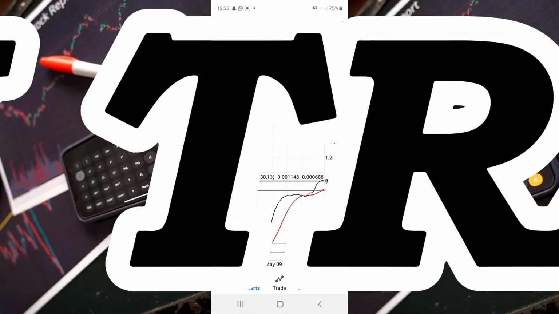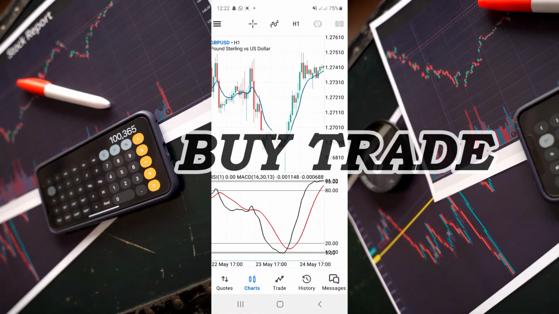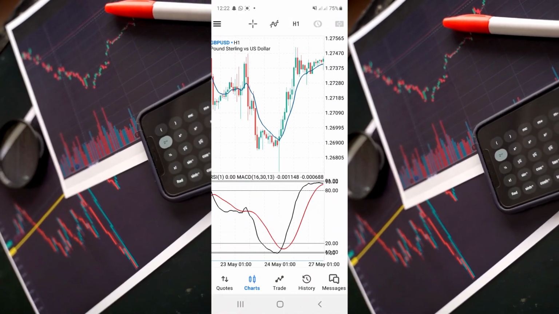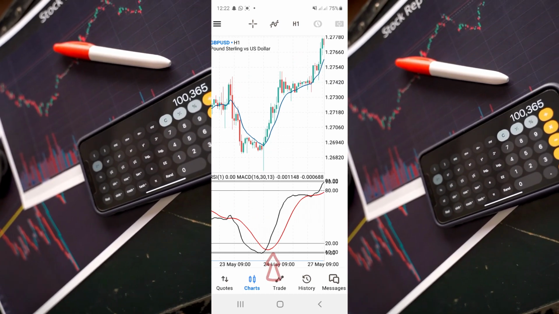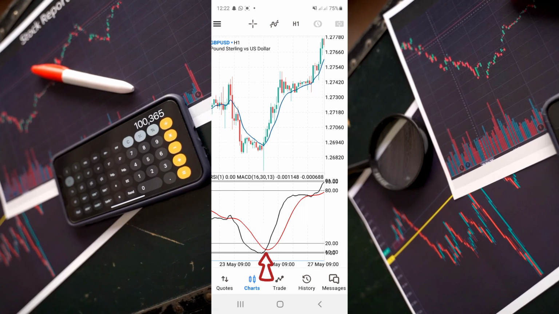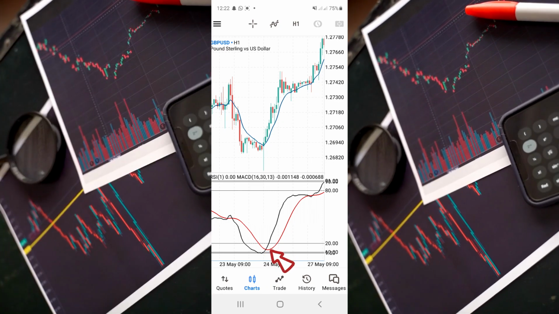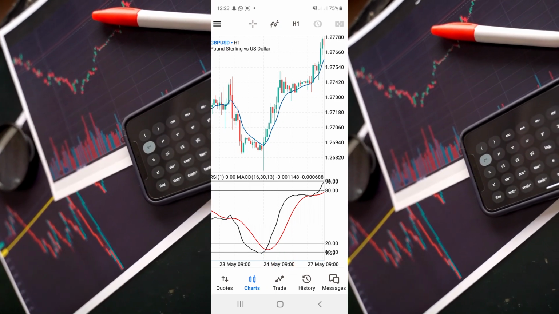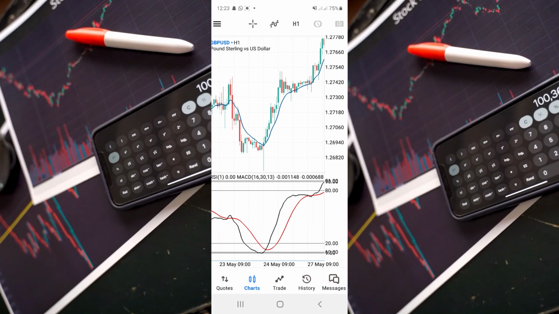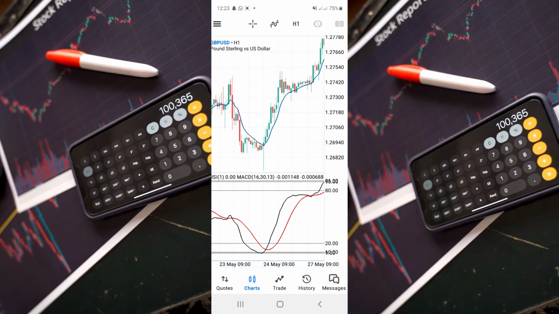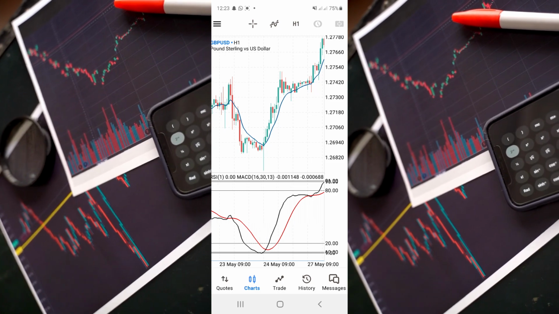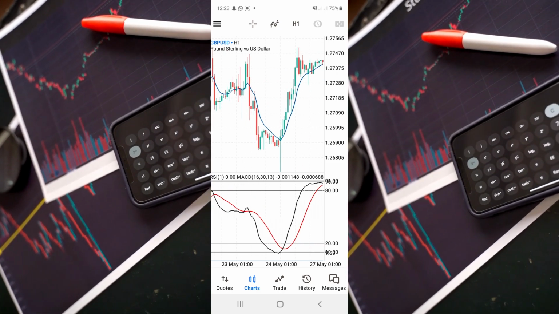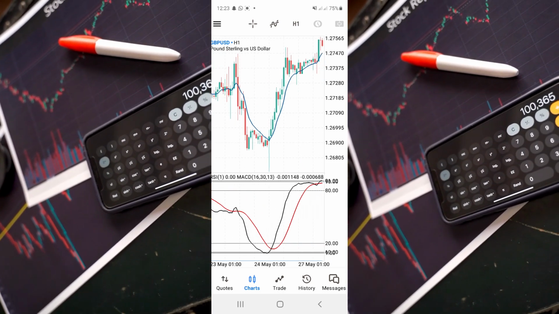Still, it will be a buy trade, and this is the GBP USD chart, and it's an H1 chart. As we can see, the black line tested the 10 level, meaning our first condition has been met. Then we saw the black line crossing above the red level, meaning our second condition has been met. The third condition is the black line should cross above the 20 level, which happened right here, meaning our third condition has been met.